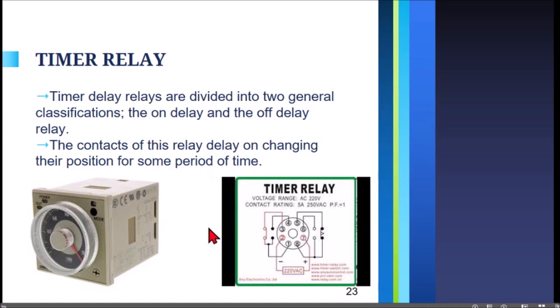The usual purpose of the timer relay in motor controllers is to control contactors in a sequential manner, especially in the Y delta controller, because the Y delta utilizes the timer relay in the process of changing from Y configuration to delta configuration.